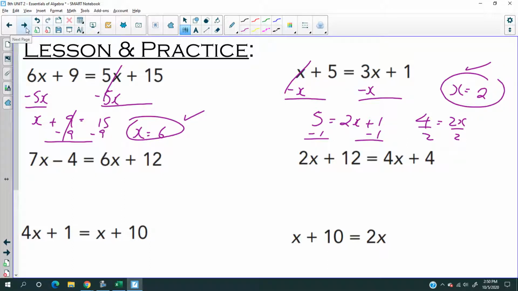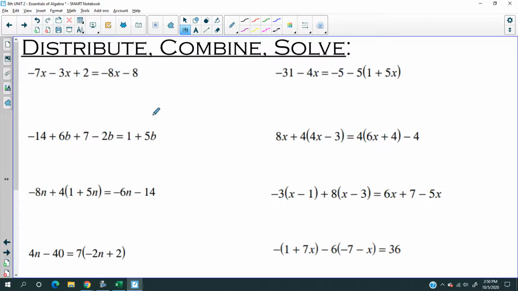I think you guys would pick this up even if this were your first time doing it. But if you want a little more practice, here they are. Now this gets a little more interesting, right? Because now, again, we're coming back to this: distribute, combine, and solve.